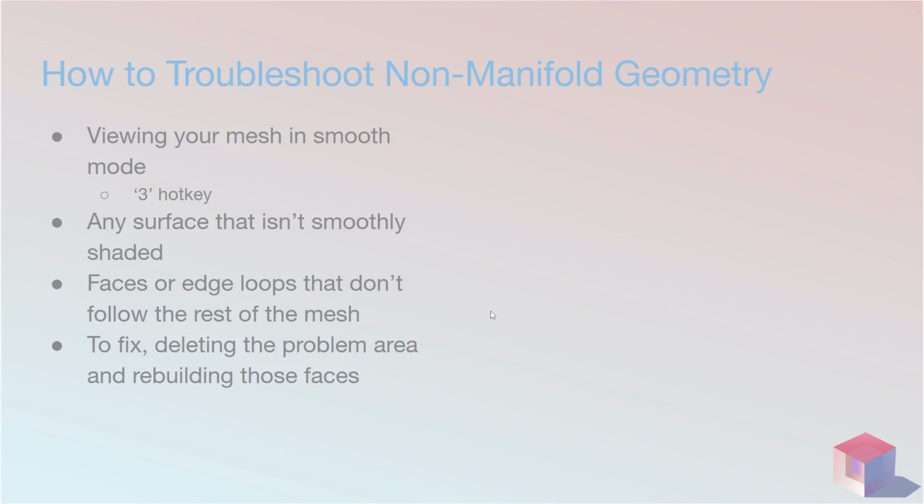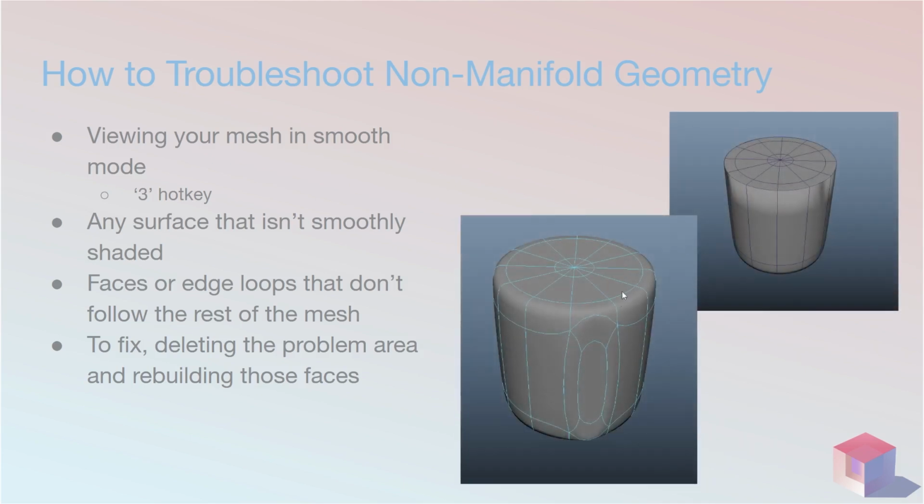So how do you troubleshoot non-manifold geometry? One thing you can do is to view your mesh in smooth mode, which we'll get into a bit later. Additionally, if you see a surface that isn't smoothly shaded, that can be indicative of non-manifold geometry, or if you have any faces or edge loops that don't follow the rest of the mesh. And if you want to fix it, just delete the problem area and try rebuilding those faces. Just delete it and then try remaking it. That should generally fix the issue. So here are some examples of that.